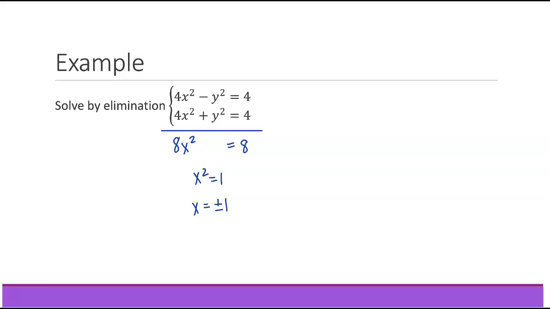If I let x equal positive 1, I get 4 times 1 squared minus y squared is equal to 4. Here, 4 times 1 squared is just 4. If I subtract it to the other side, I have negative y squared is equal to 0, or y squared is equal to 0. Well, that means y is simply 0. The only number you can square and get 0 is 0, so there's no point in putting plus or minus. The coordinate point that comes from this is 1, 0. That's one of my solutions.